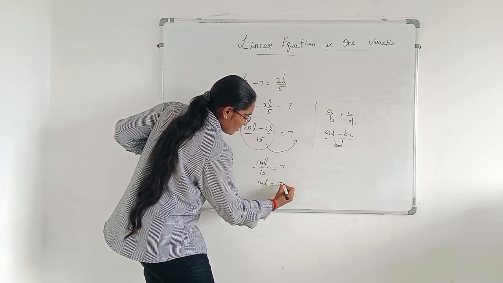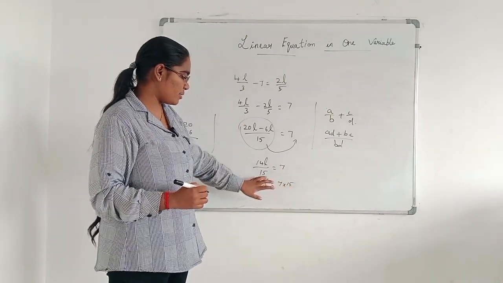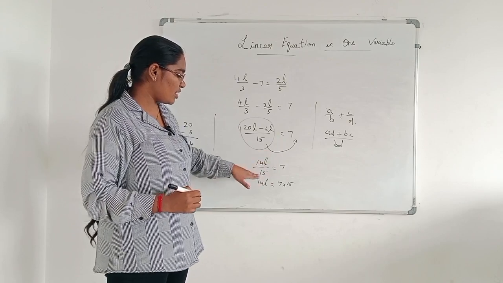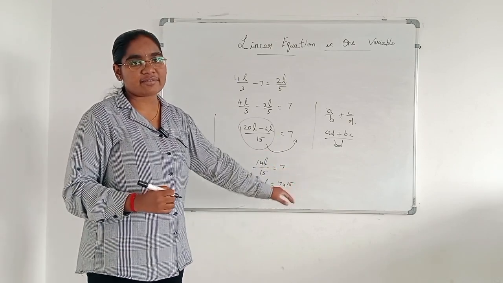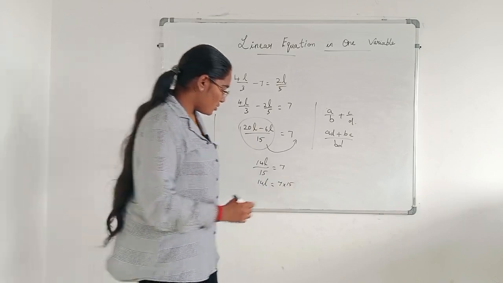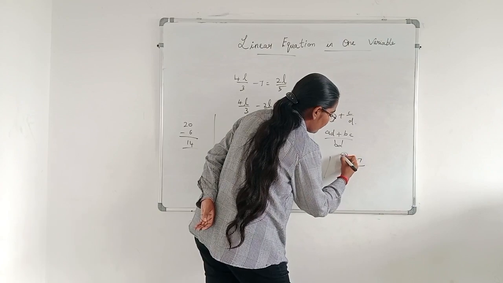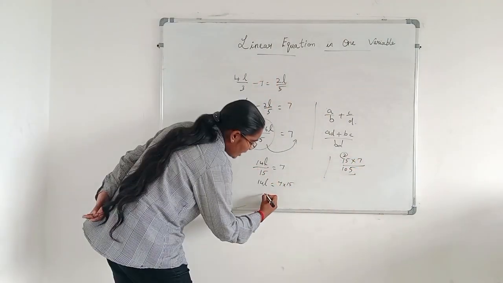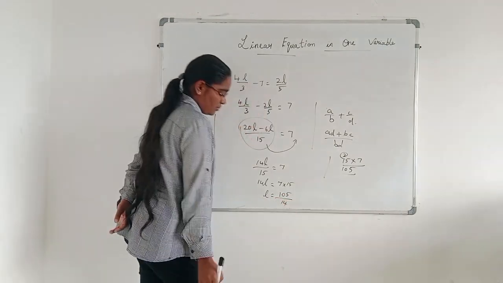14L equal to 7 into 15. Am I right? Because when this part is in division, when this denominator part moves to the other side, it will become multiplication. So 15 into 7, what you will get? 35, 70, 105. Okay. So L is 105 divided by 14.